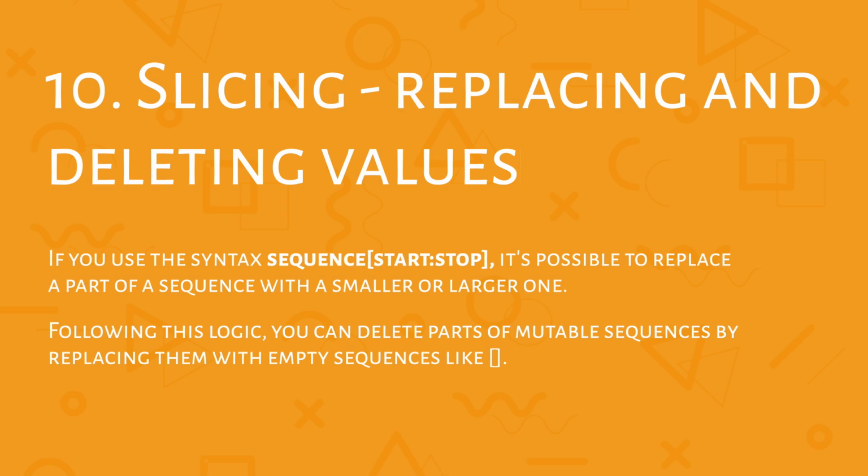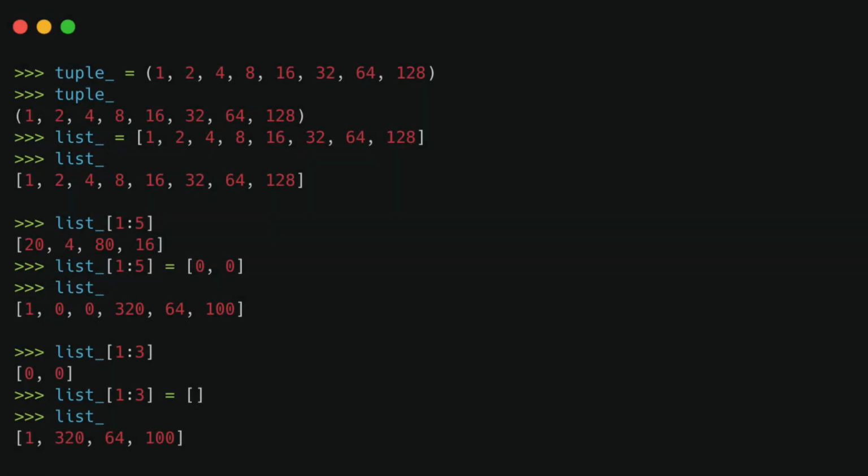We can also use slicing for replacing and deleting values. If we use the start-stop sequence, it's possible to replace part of the sequence with a smaller or a larger one. Following this logic, we can also delete parts of a mutable sequence by replacing them with an empty sequence like an empty tuple or empty list. Let's take a look at the code example.